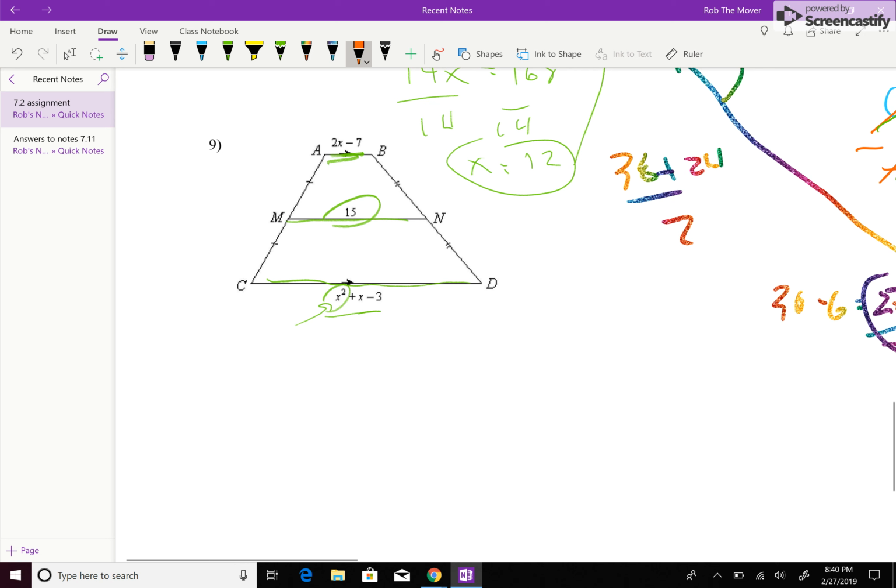Push pause. Okay, so the bases are 2x minus 7 and x squared plus x minus 3. Now, if we want the average of those two, we have to add them together, right? We have to add them together and divide by 2 to get the mid-segment, because the mid-segment is the average of those two, right?